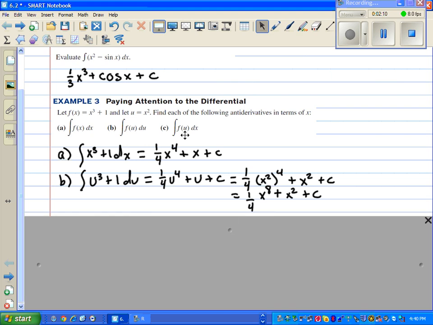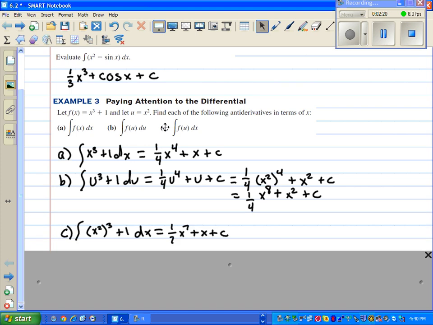In the last one, we're asked to take the antiderivative of f of u with respect to x. In this case, we're going to replace x with x squared, the u. But since we're taking the antiderivative with respect to x, that's why we have to make this substitution right away. And in letter B, we didn't have to do that. So in letter C, we substitute x squared in for x.